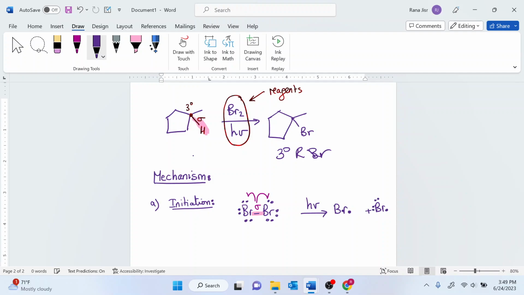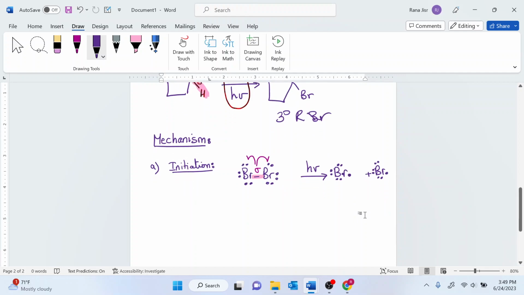Now, bromine free radicals are very reactive. These are intermediates. So the intermediate in this reaction is going to be the free radical. And free radicals are very reactive, and this is what's going to start the reaction. The reaction does not start before forming the free radicals. So you need to form the free radicals and then the reaction is going to start. So these are my reactive free radicals that start the reaction.